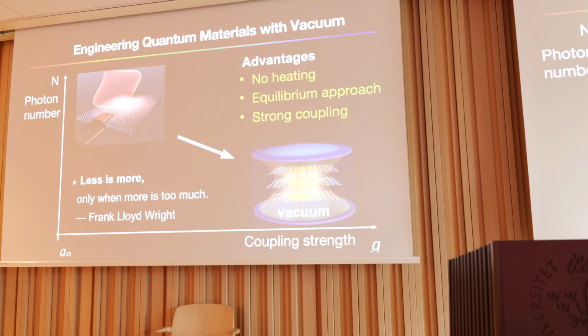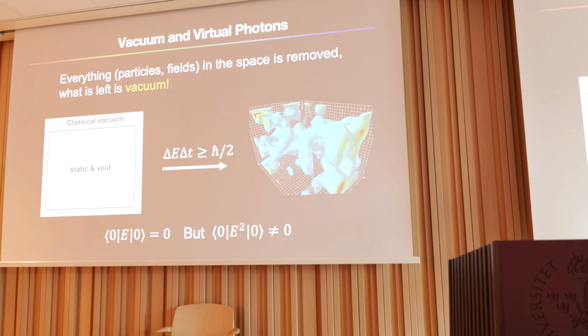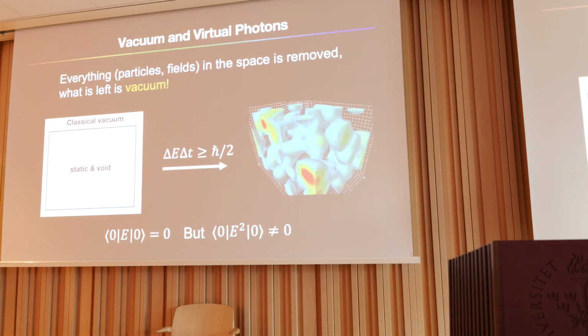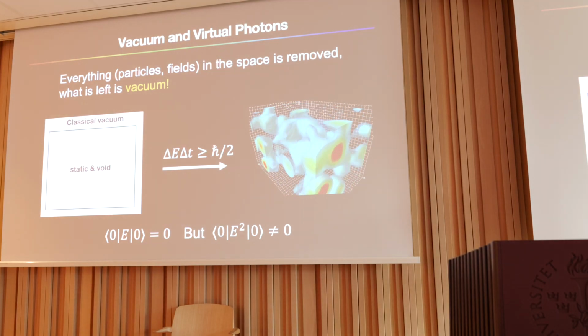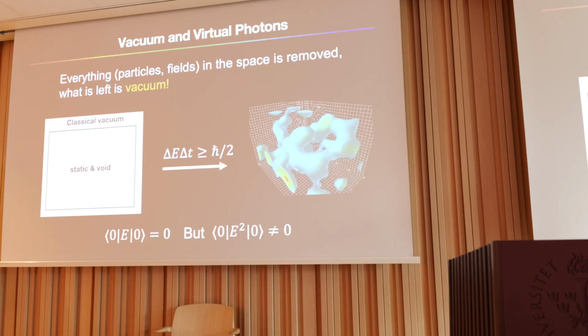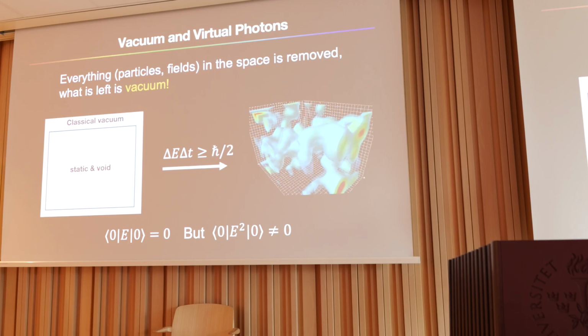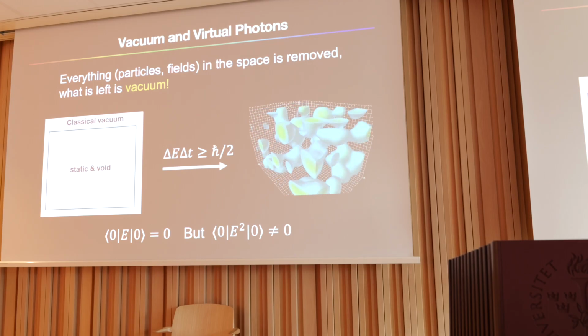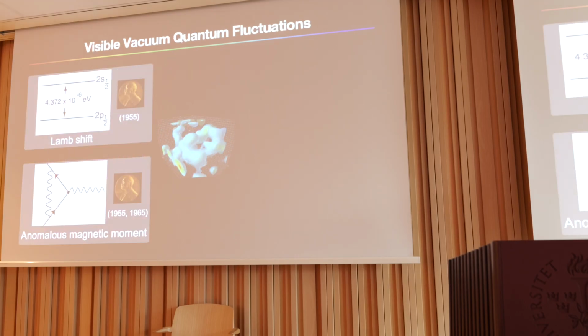So here are the words from this guy. Less is more only when more is too much. Shining light is too many photons. Quantum fluctuations in the vacuum arise because of the uncertainty principle, okay? So the fields, the particles, are popping in and out. For instance, in the vacuum, even though the average electric field is zero, the fluctuations are non-zero. That kind of quantum fluctuation gives many interesting and very important effects.